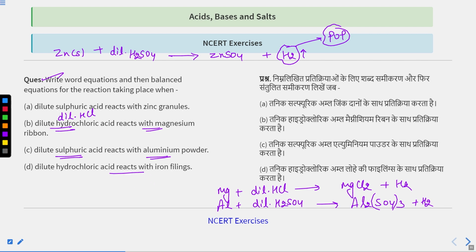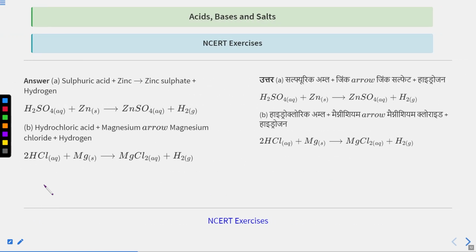Dilute hydrochloric acid with iron filings. Similarly, metal plus acid gives salt and hydrogen gas. So let's see the solution of this particular question. For part A, sulfuric acid, H2SO4 aqueous, dilute sulfuric acid, with zinc solid, you will get zinc sulfate, ZnSO4 aqueous, and hydrogen gas. Hydrogen gas can be tested, again I am saying, by the pop sound.